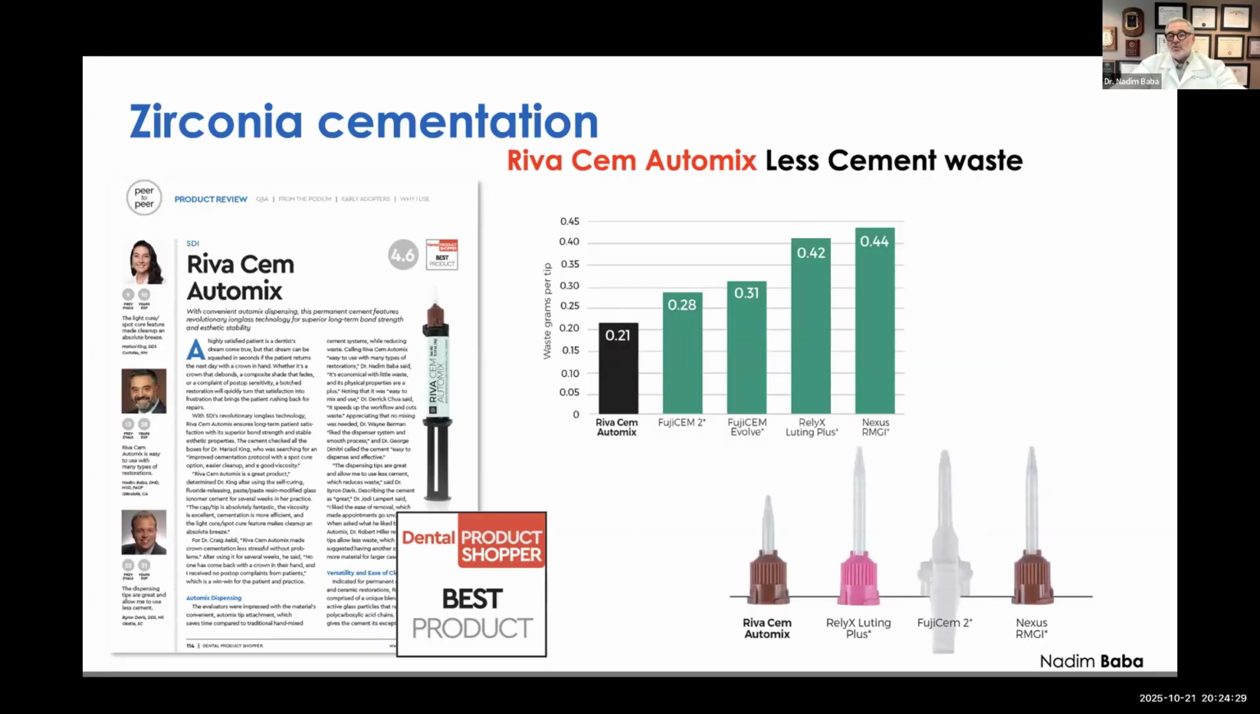And then when you talk about waste, the Riva Cem Automix tip is very, very small compared to the other tips. So you have much less material that is wasted than with the other competitors. When they did the study, they found that the waste per milligram per tip was 0.21 compared to the others that had a little bit more, and some of them had even double.